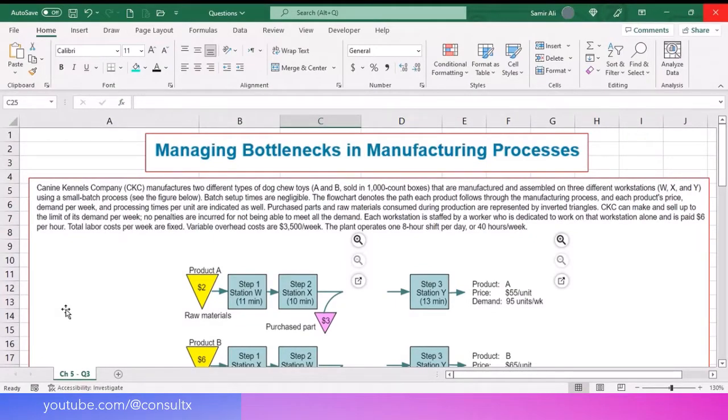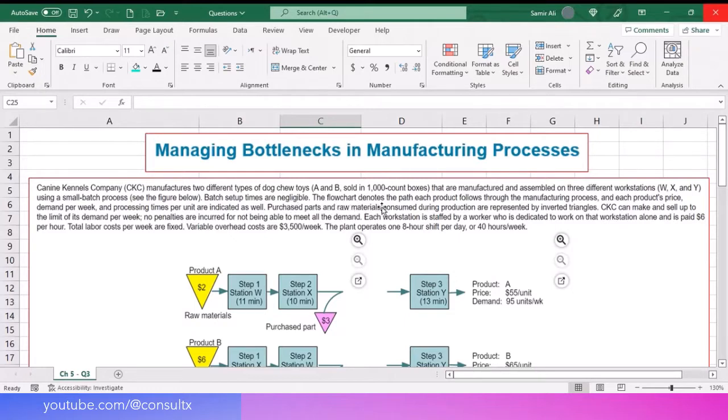Okay, we're doing question 3, chapter 5, managing bottlenecks in manufacturing processes. Canine Kennels Company, CKC, manufactures two types of dog chew toys, A and B, sold in 1,000 count boxes that are manufactured and assembled on three different workstations, W, X, and Y, using a small batch process. See the figure below. We'll get to this figure in just a moment. Batch setup times are negligible.